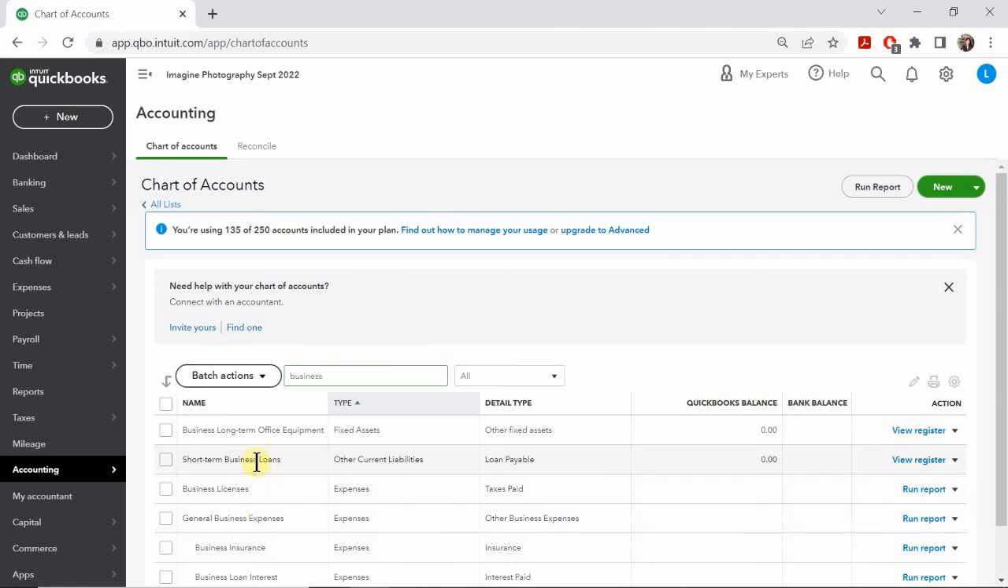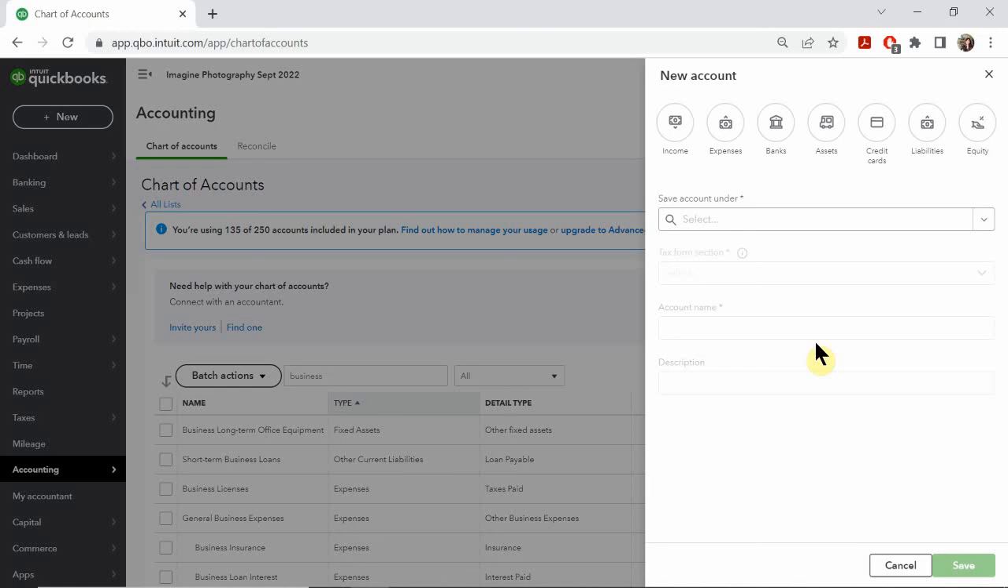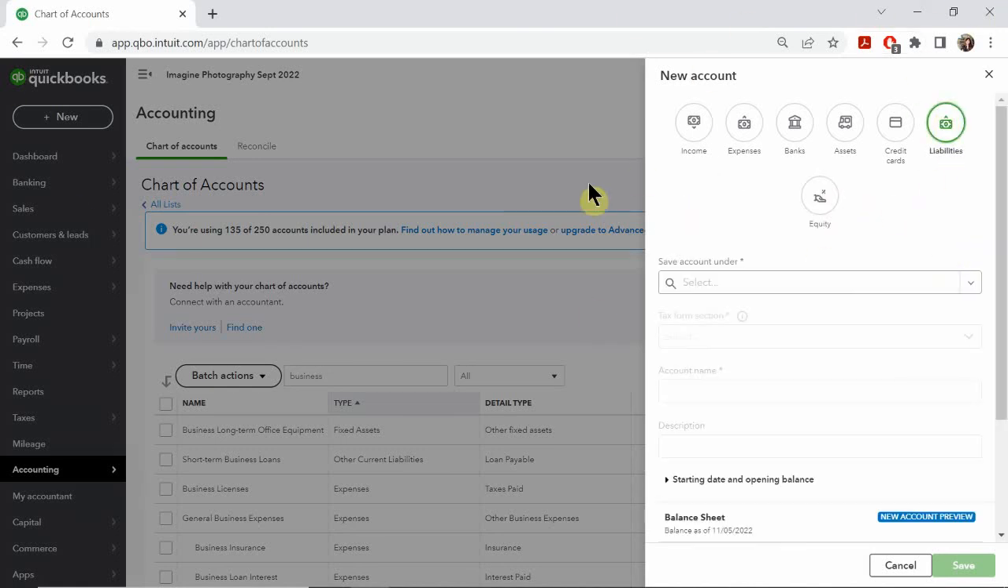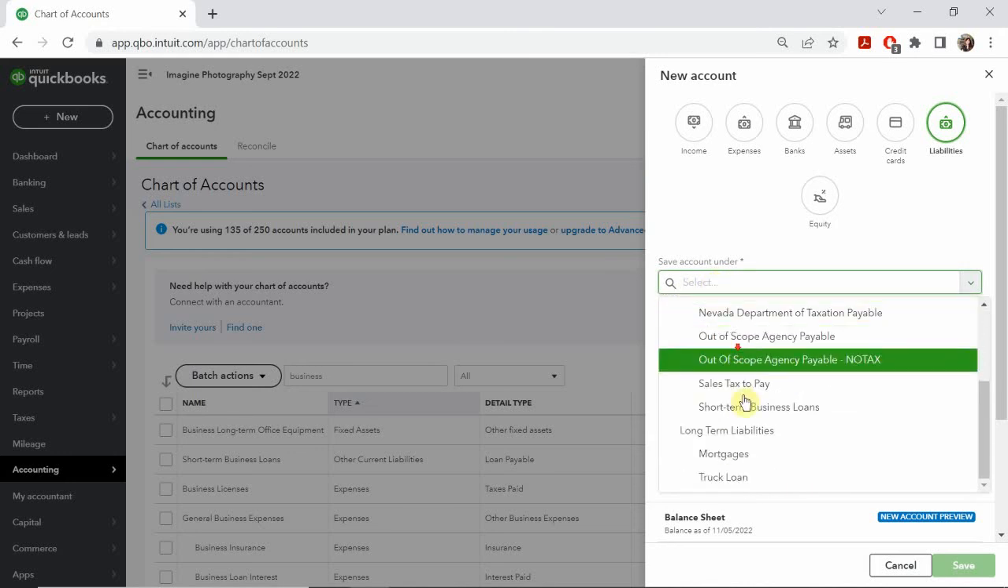Short-term business loan. So I have a short-term business loan, but not a long-term business loan. So maybe I need to add it in there. Business long-term office equipment's obviously not going to be that one. So you want to make sure that it is a loan payable. In this case, I'm just going to add the account in here so I don't mess up anything else. All right. So I'm going to add a loan in here. So again, it's going to be a liability. Okay, and I'm going to have it located under, let me see, other current liability. So it's a long-term liability.